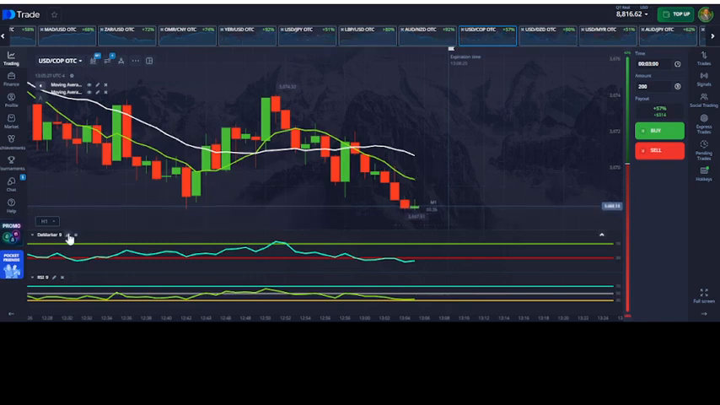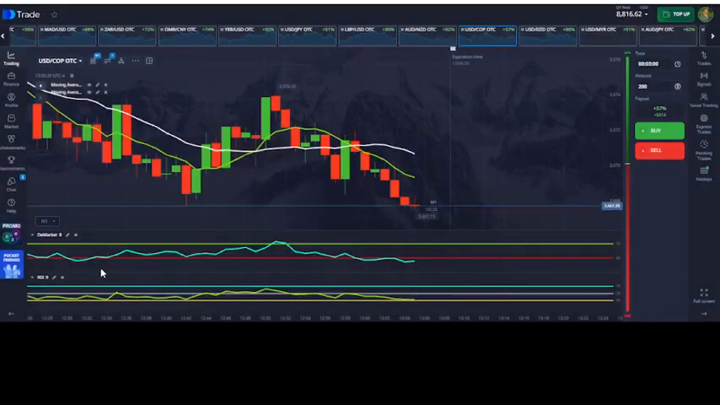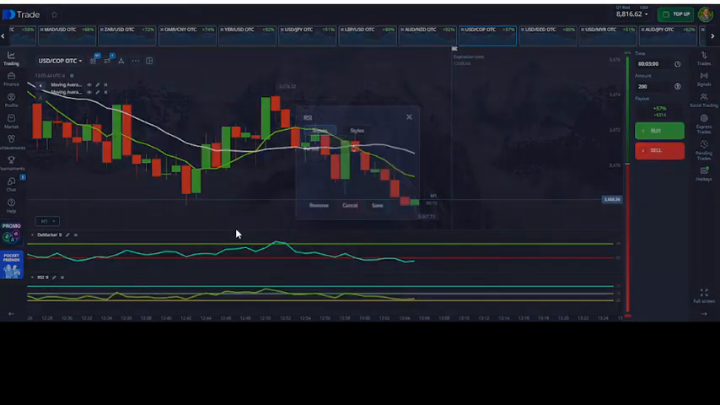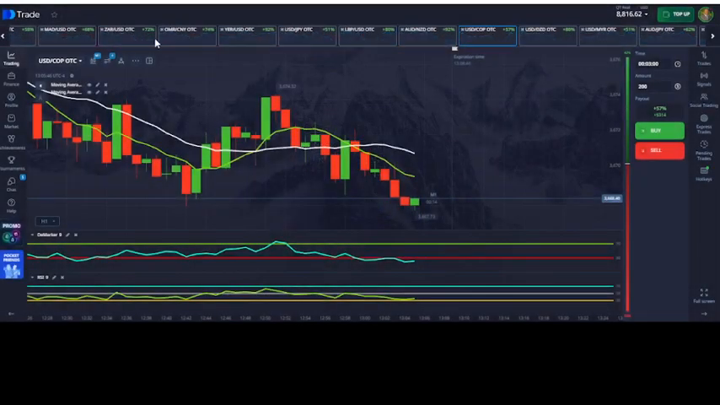The DeMarker indicator, I've set the period to 9. Style settings, like I said, I've set all the line widths to 3 pixels for the 70 to 30 in the main line. And for the RSI indicator, we have the period set to 9. And then the style settings, of course, all the line widths I've set to 3 pixels for all the lines here. Okay. And like I mentioned before, my candlesticks are set to 1 minute, M1.